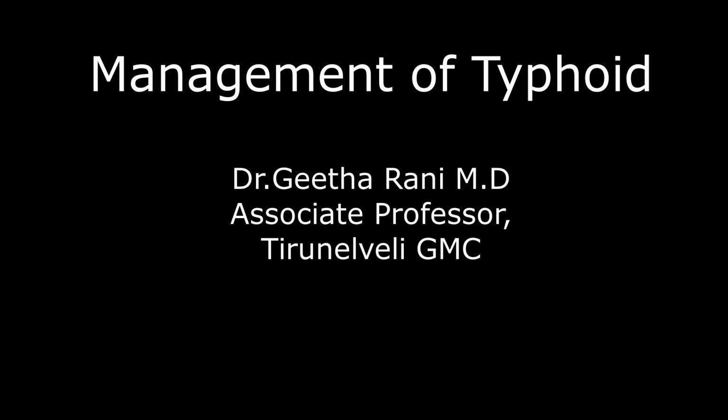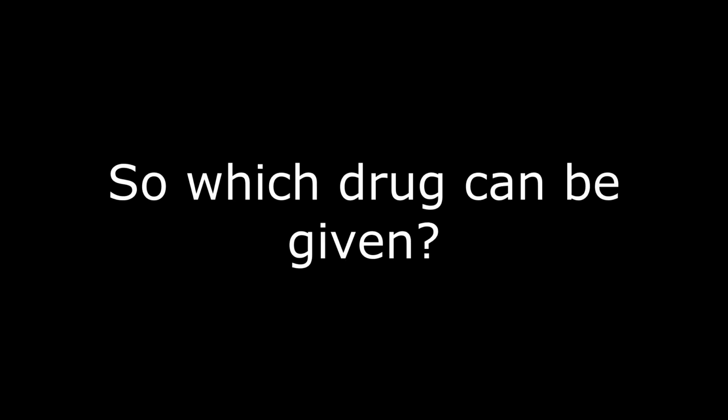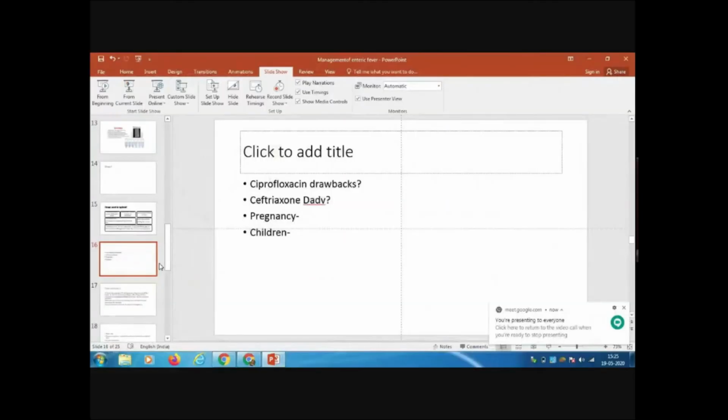What happens to children? So children, will you give ceftriaxone for children with enteric fever? Anyone? So which drug to be given? Cephalosporins, very good. Cephalosporins is an alternative to ceftriaxone. We saw that in the cephalosporins class. Yes, ceftriaxone interferes with bilirubin metabolism. So we have to go for cephalosporins in children. Yes, very good answer.